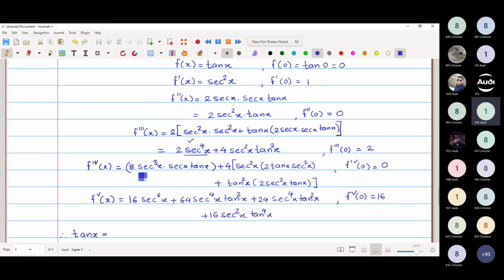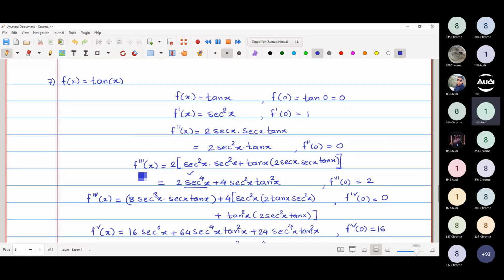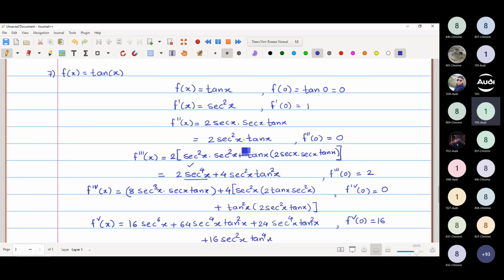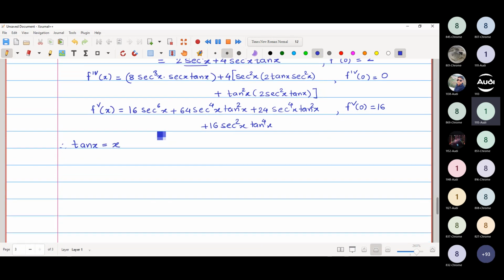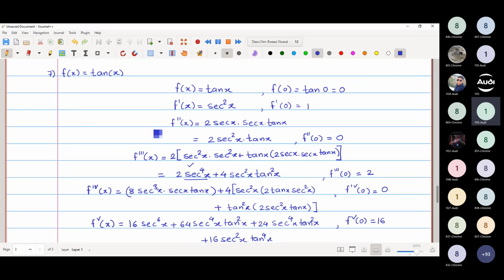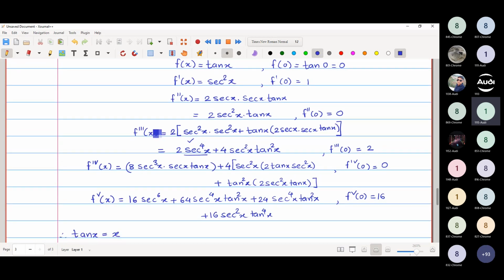f of 0 कितना आया था हमारा? f of 0, 0 आया था. Zero. तो then f dash of x, 1 आया ना, तो ये हो जाएगा x. फिर कितना आया था? x स्क्वायर 0 आया है. x क्यूब आया है. देखो, Zero.